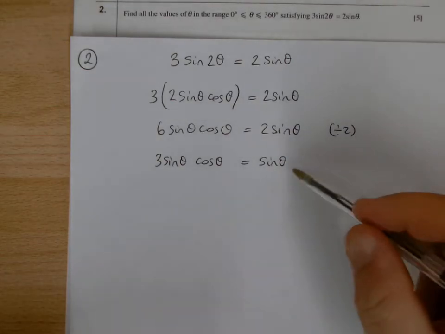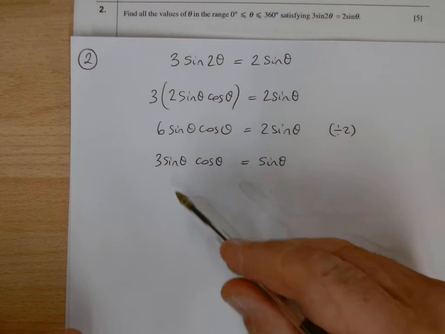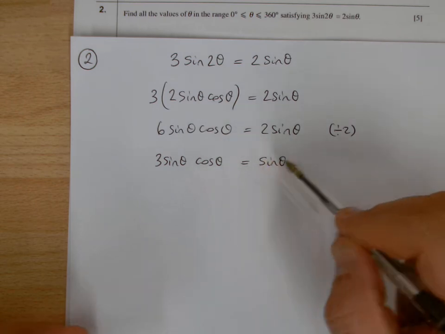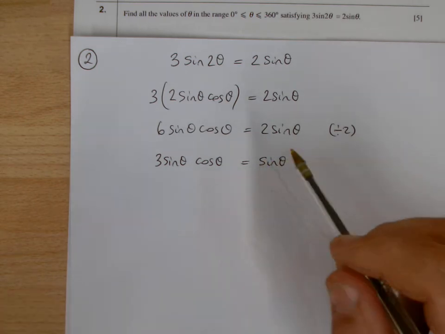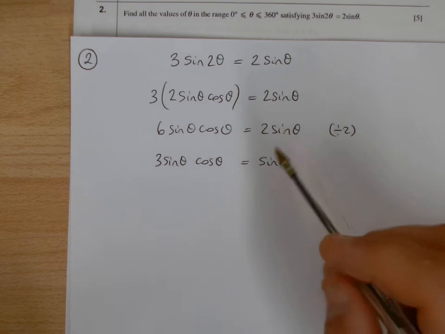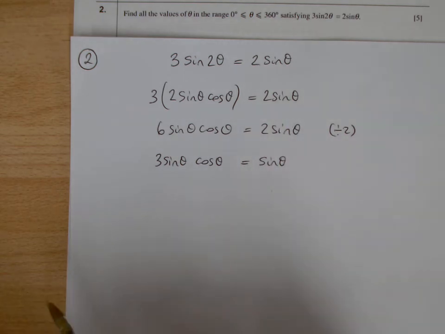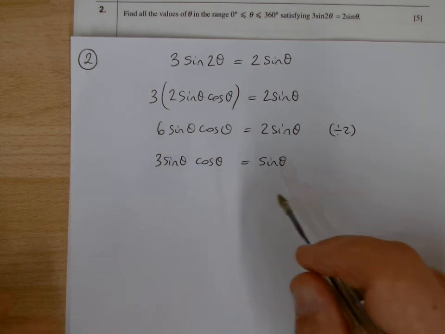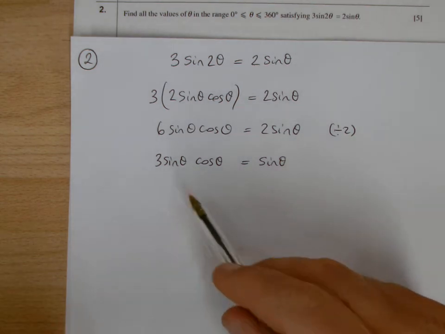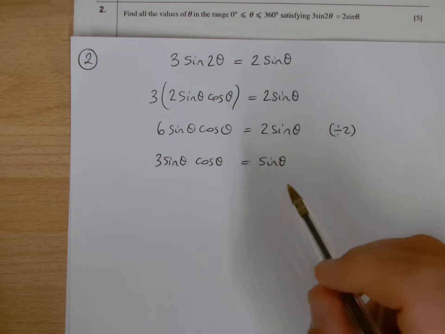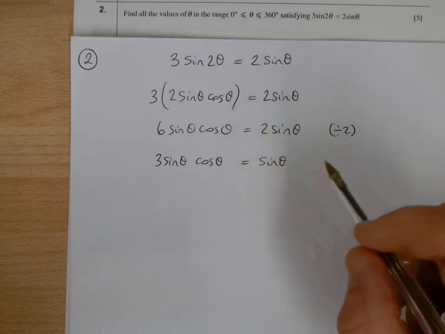Now, tempting, isn't it, just to divide by sine, because you've got sine on both sides, and then it would get rid of the sine. However, just like the first one, if you do that, you're going to lose certain results. You're not allowed to divide through by sine in this case, because sine could actually equal 0, and you're not allowed to divide by 0.